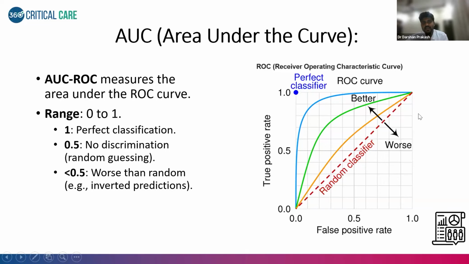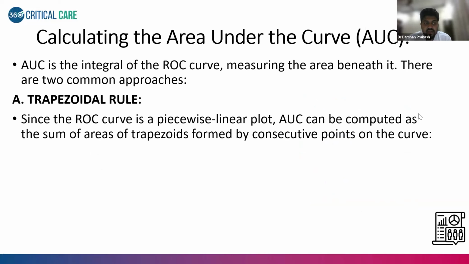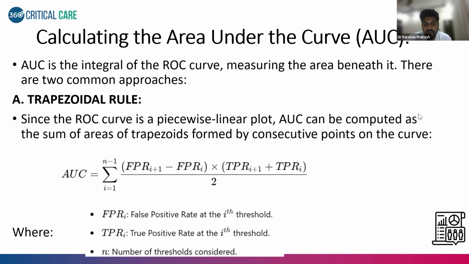Calculating the area under the curve, there are multiple ways it can be calculated. There is something called the trapezoidal rule. There are many calculators that are readily available, but this is the formula which it uses. It is a summation and the average of the following components, that is the false positivity rate at a particular threshold and the true positivity rate at that same threshold, divided by the number of thresholds which are considered. So you have to take an average after getting a product of these two things. Basically this is calculated by the system when you feed in the data.